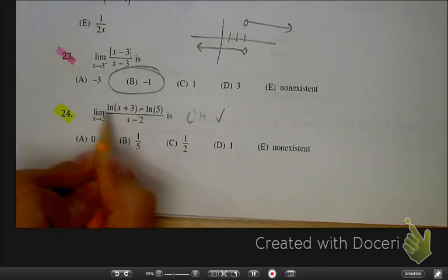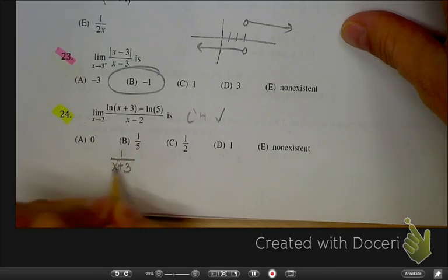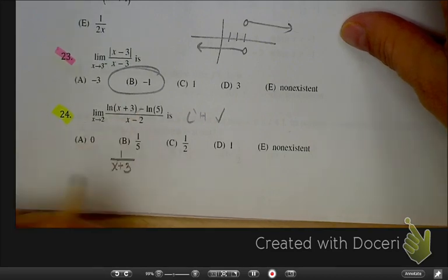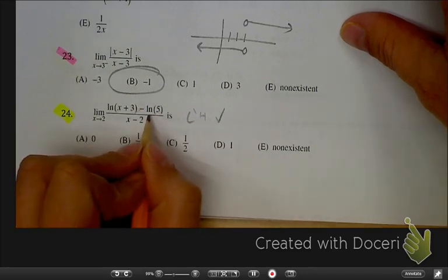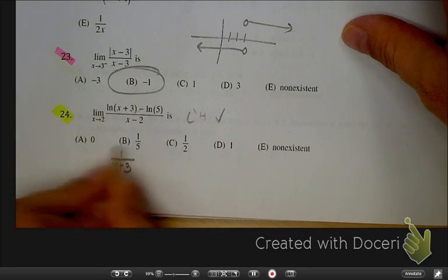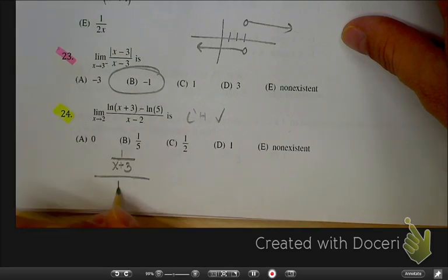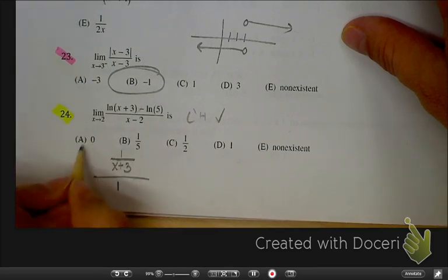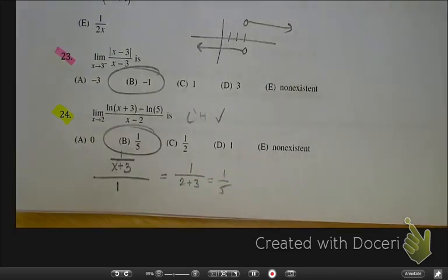The derivative of ln of x plus 3 would be 1 over x plus 3 times the derivative of the inside. Well, the derivative of x plus 3 is just 1, so times 1 doesn't change anything. ln of 5 is a constant. The derivative of a constant is 0, so this is the entire derivative of the top. And then the derivative of the bottom, which is x minus 2, would just be 1. Derivative of x is 1. If I plug in 2 now, I would get 1 over 2 plus 3, which is 1 over 5. So that's an alternate way of doing this problem. Rather than identifying the function and the value being plugged in, you could just use L'Hopital's rule to simplify.